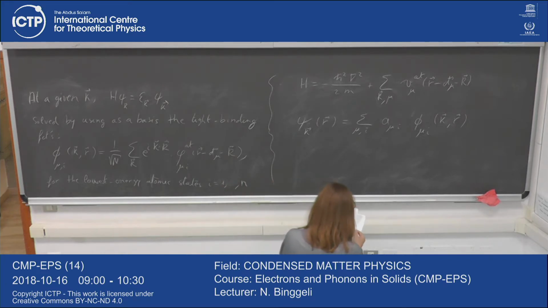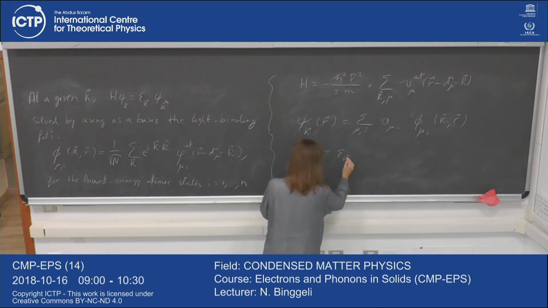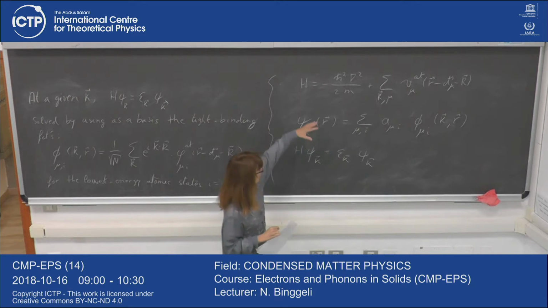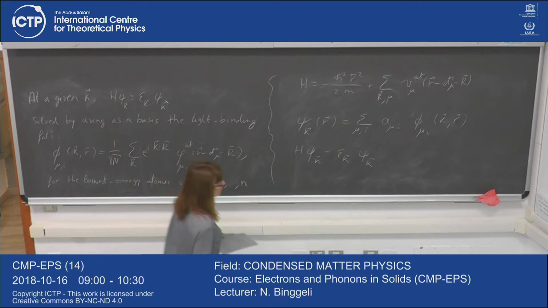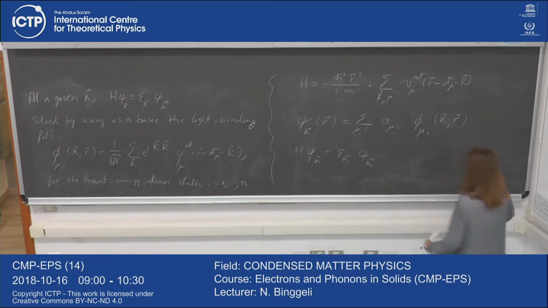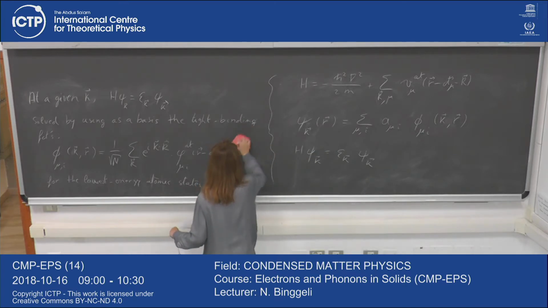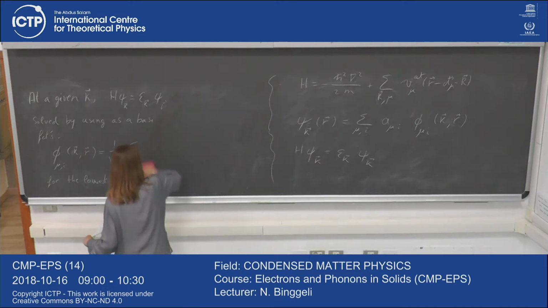So we want to solve this: H psi k is equal to epsilon k psi k, with the psi k written in this way, and we will use exactly what we have done for the plane wave problem in order to obtain an eigenvalue, eigenvector matrix equation.